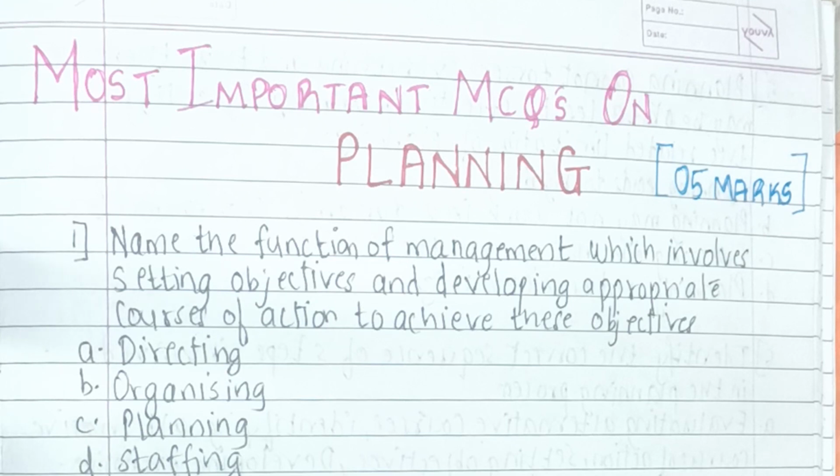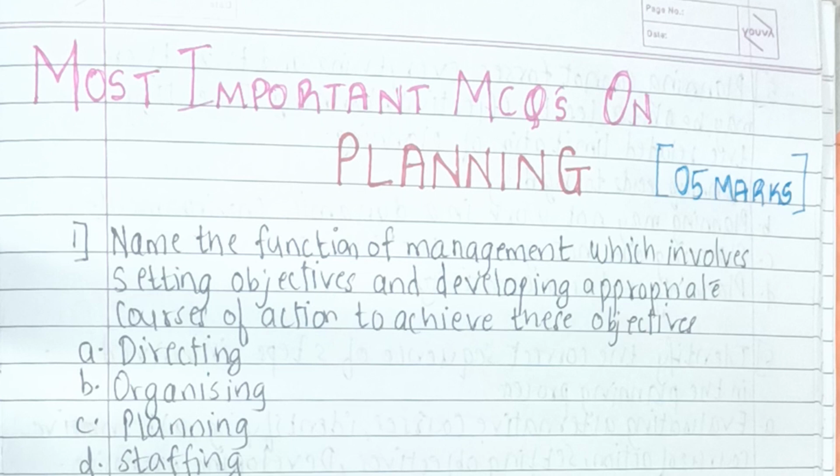Then one very important thing is that you have to remember the steps in planning, or you can also say the planning process. This planning process has to be followed in certain logical steps. For example, the first step is setting objectives, second is developing premises, third is identifying alternative courses of action. So this has to be studied in sequence. It is likely that you may get a question where the planning process is jumbled up and you have to write it in the correct order.